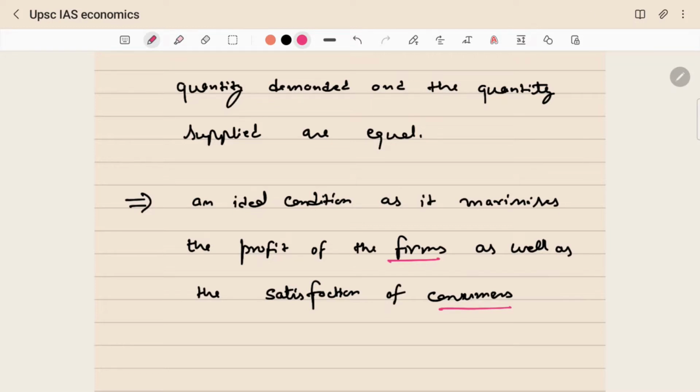The actual transaction of buying and selling takes place at market equilibrium. All transactions are done at market equilibrium.